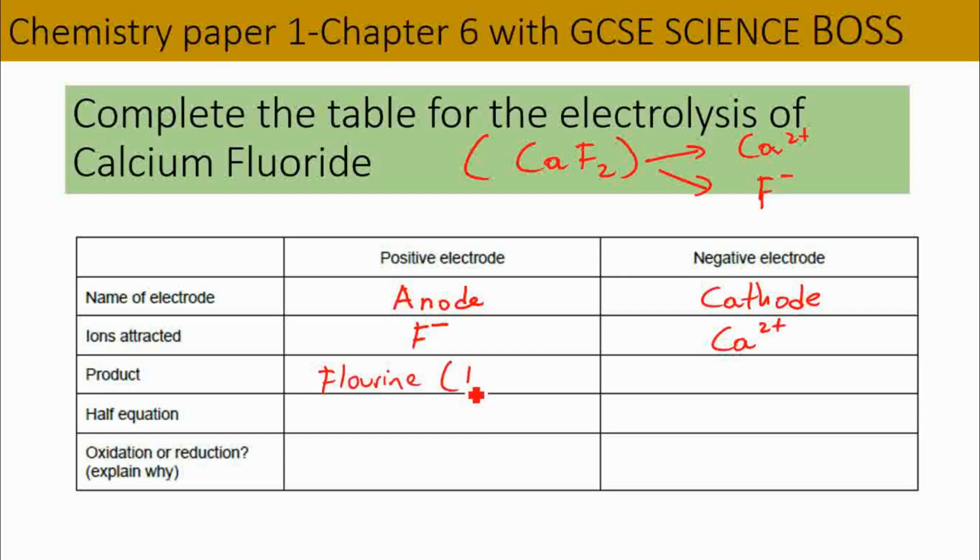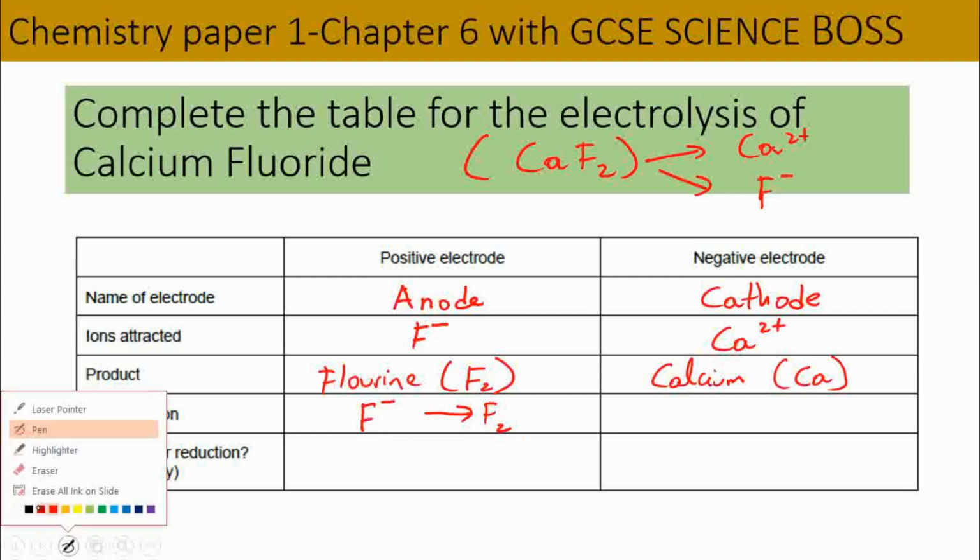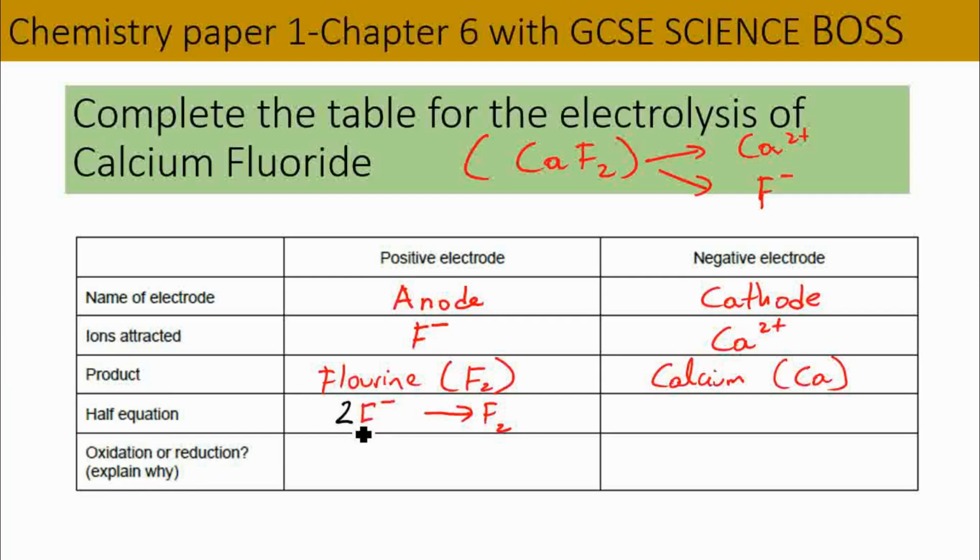What's the formula? Have no fear of ice cold beer. So it's going to be F2. Okay? And then what's this going to form on this side? It's going to form just calcium, not the ion. It's not going to be calcium metal. Okay? Good. Now, in order to write this half equation, it's going to be F minus going to form F2. Alright, so now we need to balance that equation, so we need to put a 2 there.